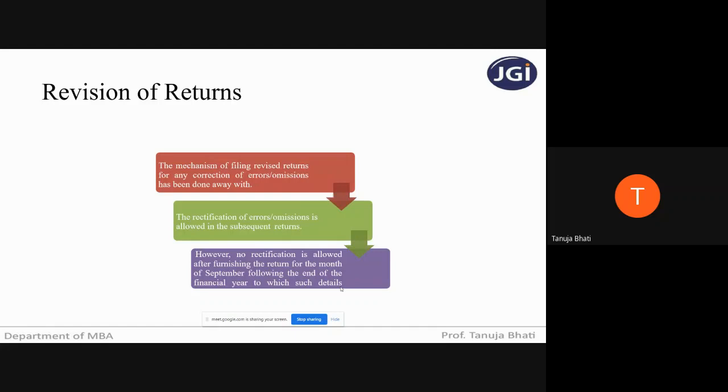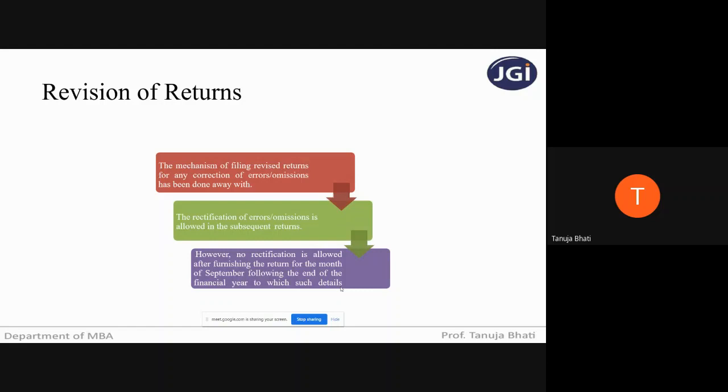What does this mean? That you're allowed to change the details of any particular month's return in the succeeding month's return, but this also is allowed only up to September of the next financial year. After September, you cannot make any changes in any return that is relating to a particular current financial year. You can make the changes in any return of any current month in the subsequent month's return, but that also is allowed only up to end of September month's return in the succeeding financial year. So in short, revision of returns is not allowed. You cannot revise a month's return once it is already submitted, but you can make any alteration or changes in the subsequent month's return that you are filing. Right? Now, this also is allowed only up to September of the next financial year.